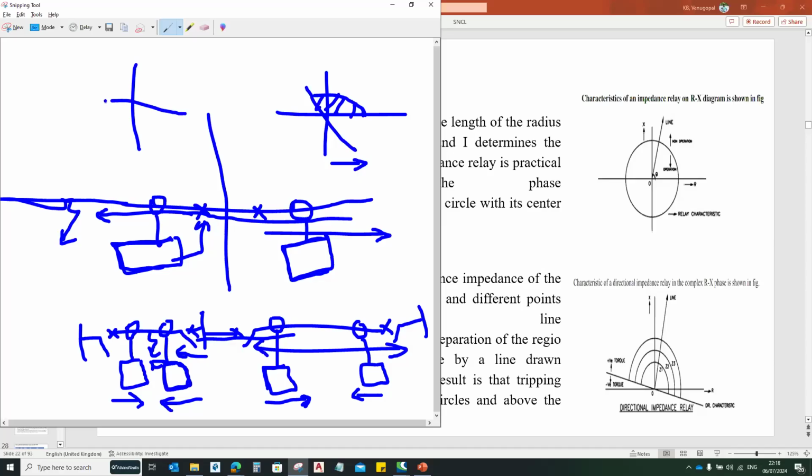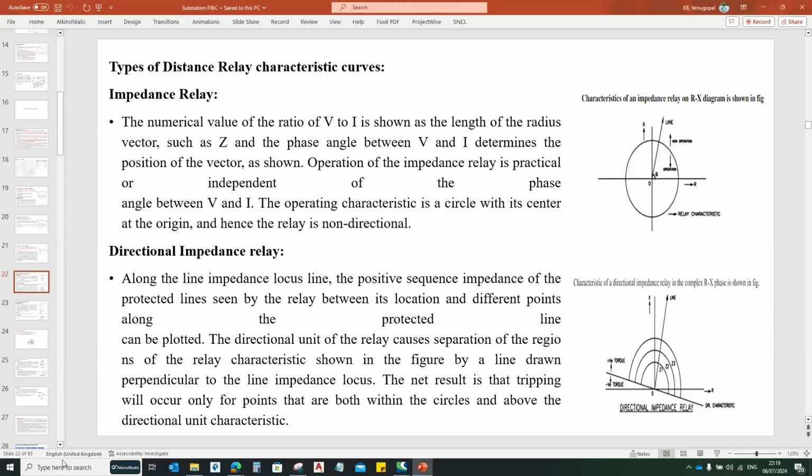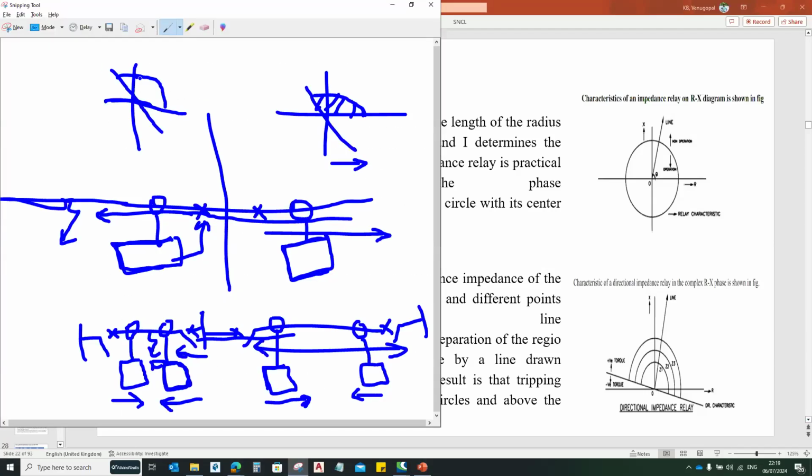Let's assume this is my operating curve. For the faults that happen here, that will give an instantaneous trip to the circuit breaker. But let us assume that this is here and the fault is here. For this, as I told, there will be zone 1, zone 2, zone 3, and also there will be a reverse looking zone.